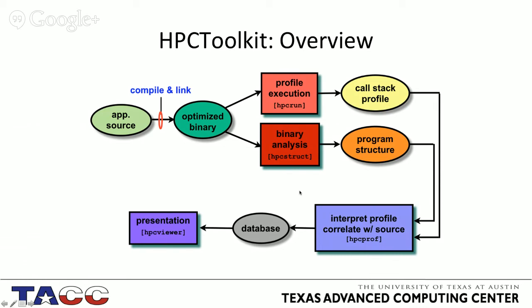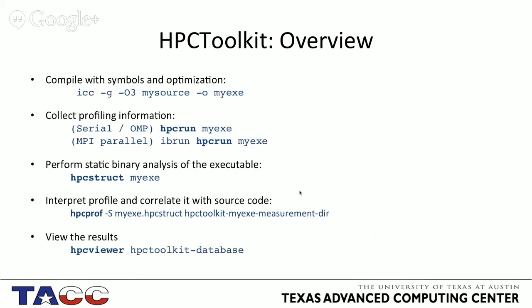And this looks like tons of steps, but actually what it means is just this. You build your code with optimization and -g. Instead of running my executable, I run hpcrun space my executable. And this has worked every time I've tried it. It has never failed for me, unlike TAU or some of the Scalasca runs that I will talk about later. You can also do a parallel collection with ibrun, hpcrun my executable.